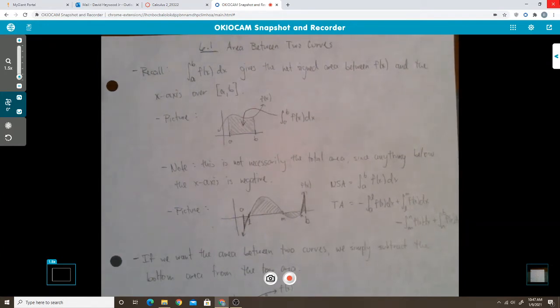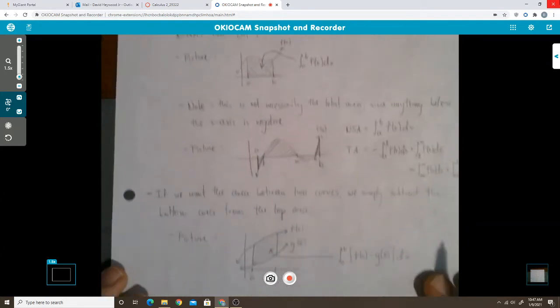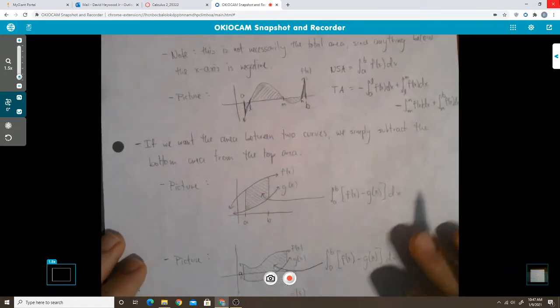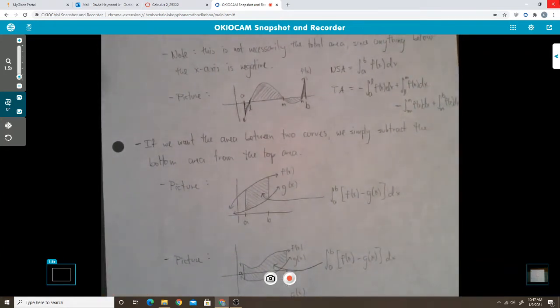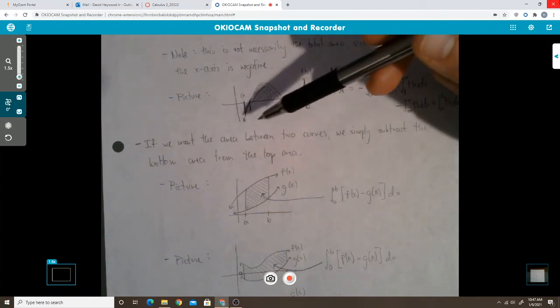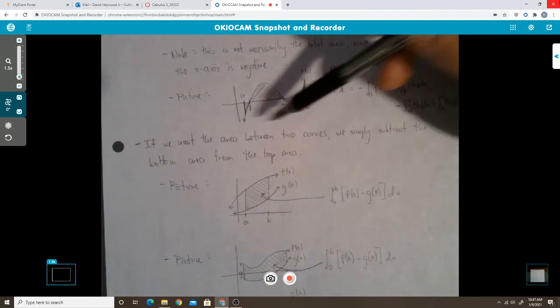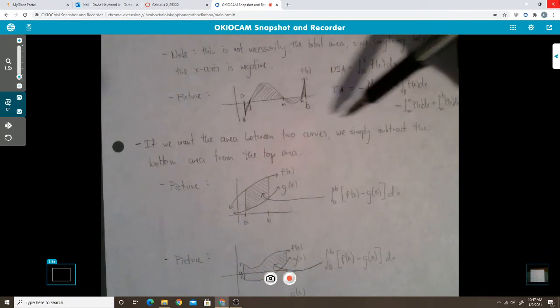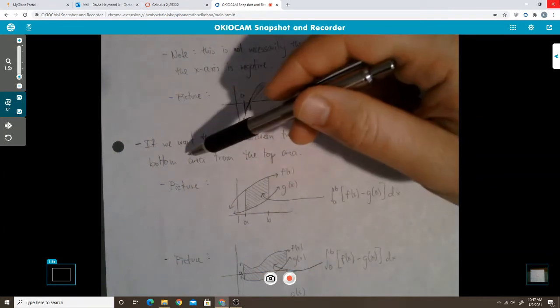Now, what we're going to do in this section is try to find the area between two curves. So instead of trying to find the area between a curve and the x-axis, we're going to try to find the area between two curves. And the good news is that it's pretty simple to do that. If we want to find the area between two curves, we just subtract the bottom area from the top area. And so here's a picture.